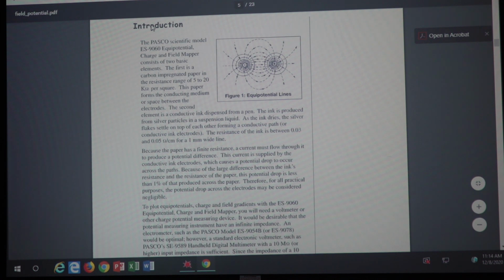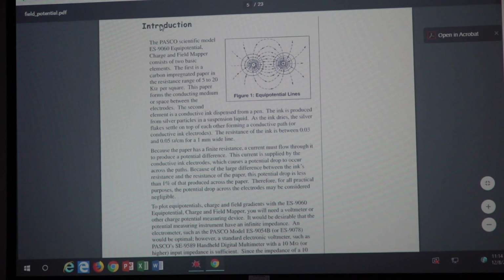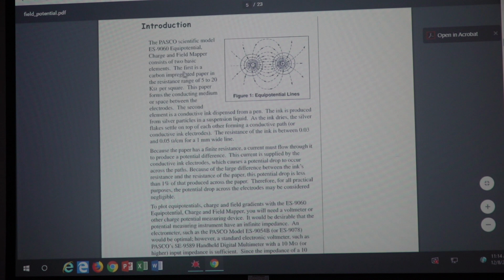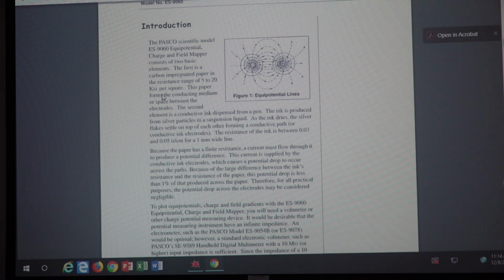So one thing: the paper that we're going to use, the black conductive paper, has carbon in it, and some resistance, 5 to 20 kilo ohm per square, relatively reasonable resistance. The paper forms a conductive medium or space between electrodes. The second element is a conductive ink dispensed from a pen. The ink is produced from silver particles in a suspension liquid.